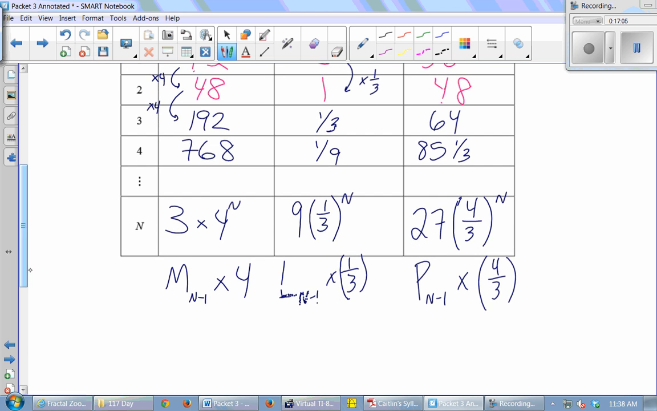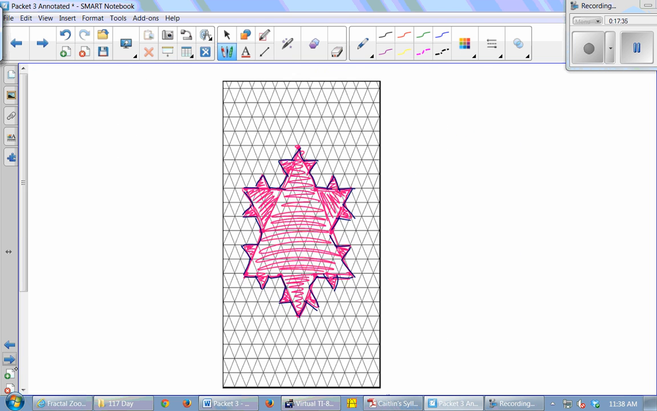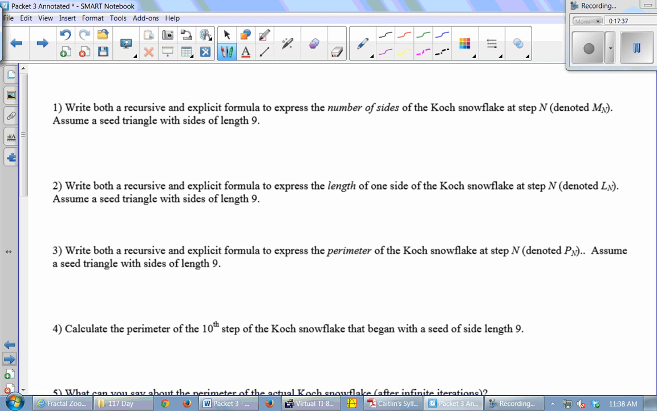All right, is 4/3 bigger than 1 or smaller than 1? Bigger than 1. So if you multiply something by a number bigger than 1, does it get bigger or smaller? Bigger. Multiply by a number bigger than 1, and the answer is going to be bigger than the number you started with. So that means that at every step here, my perimeter gets bigger, right? 27, 36, 48, 64, 85 and a third, they're just getting bigger and bigger. So that is good evidence to support our original guess that the perimeter is infinite, goes to infinity.